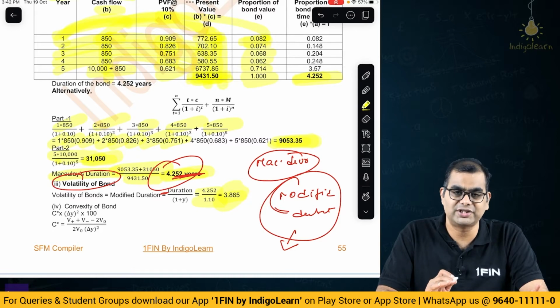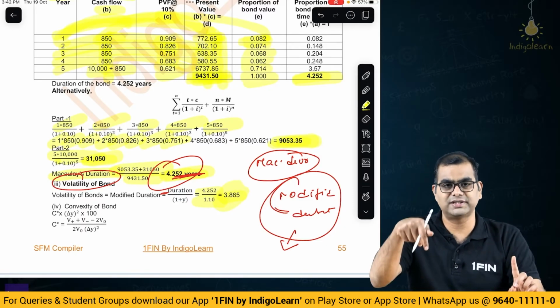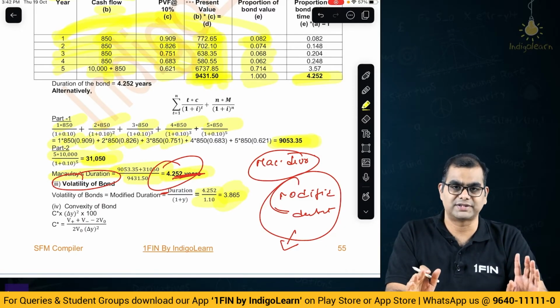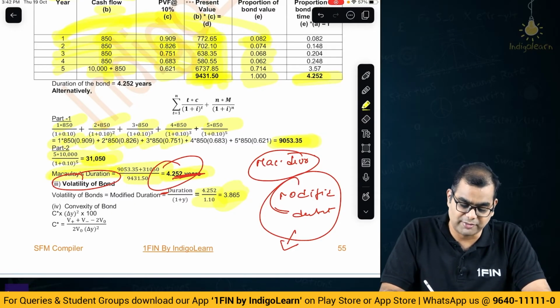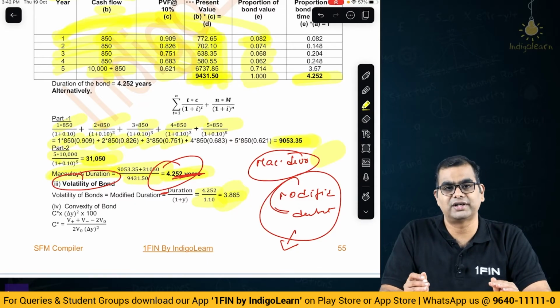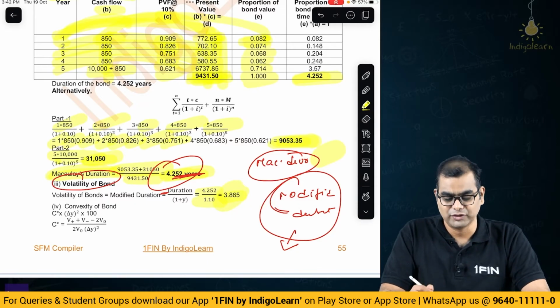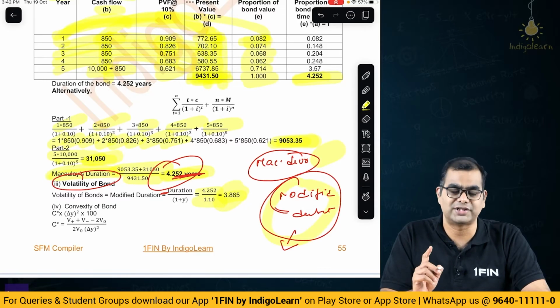For a 1% change in yield, the bond price will change by 3.865% in the negative direction. So if yield goes up by 1%, the price comes down by 3.865%. Now this is modified duration and not Macaulay duration. Macaulay duration is simply the weighted average time it takes for you to recover, in present value terms, the value of the bond. Whereas modified duration is the sensitivity or volatility for a 1% change.